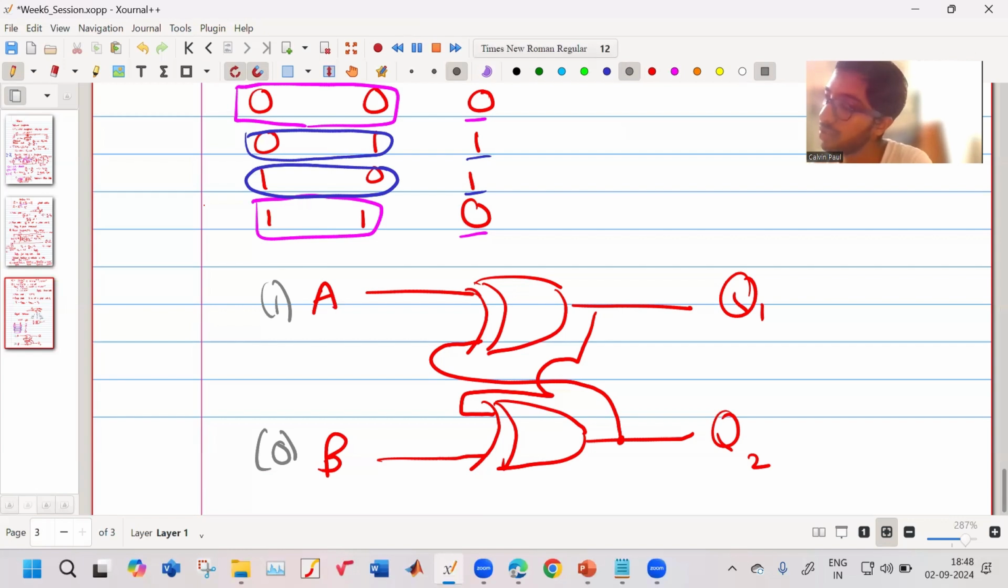Suppose Q1 was equal to 1, sir. Q1 equal to 0. Q1 will be 0. Yes, sir. Okay. Why? Okay, since B is 0, its output at Q2 will be 1 only, sir. Why?